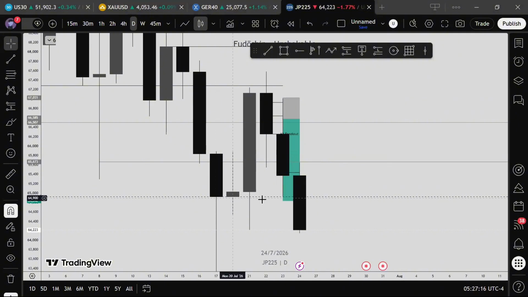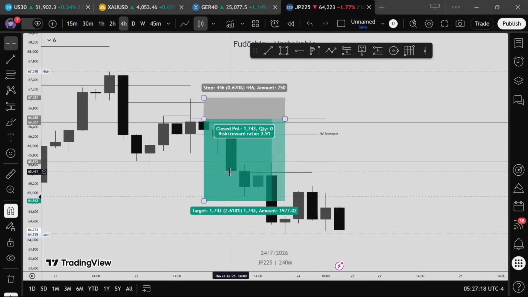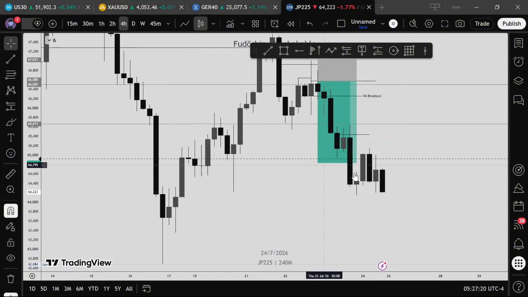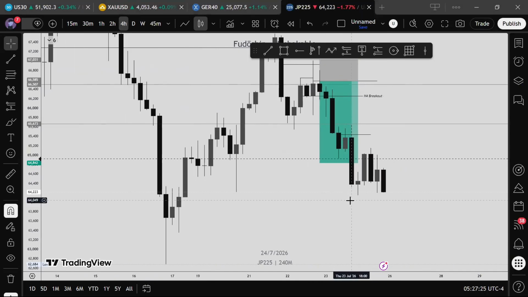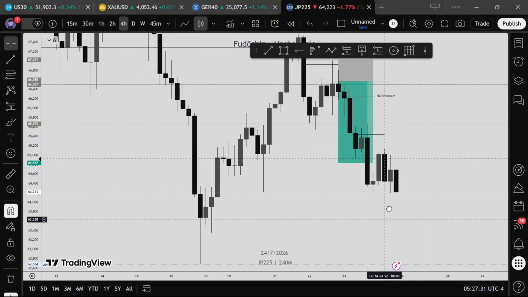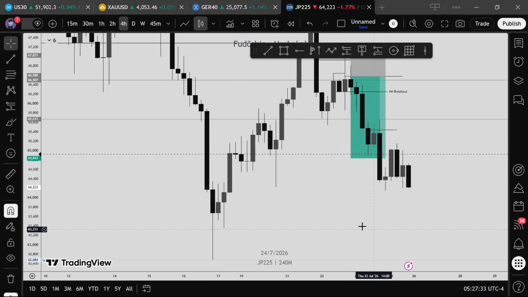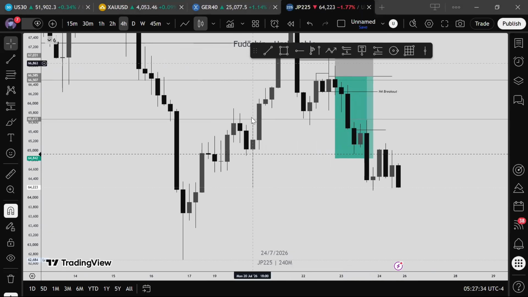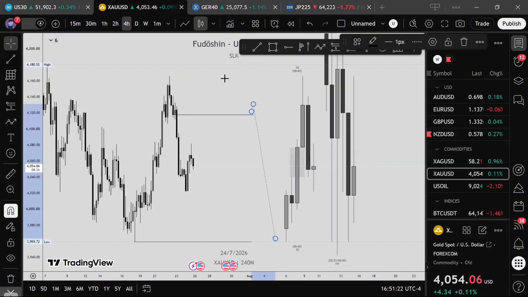We have a break of structure to the downside, and we also had a 4-hour break of structure. So we are still bearish. As I said, we are probably going to just be looking for some form of liquidity to be taken, and then we should be targeting one of the lows. So we've gone through Japan 40, we've gone through Japan 225, and US30. Now my expectation for gold.